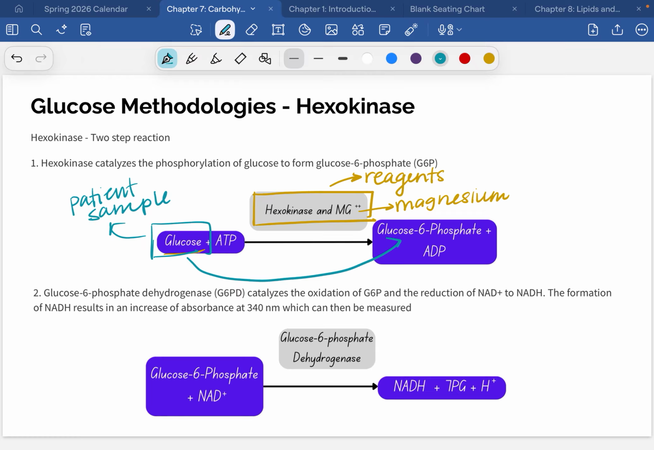And then the second reaction, this indicator reaction, is you add this glucose 6-phosphate dehydrogenase. So this is our reagent in yellow.